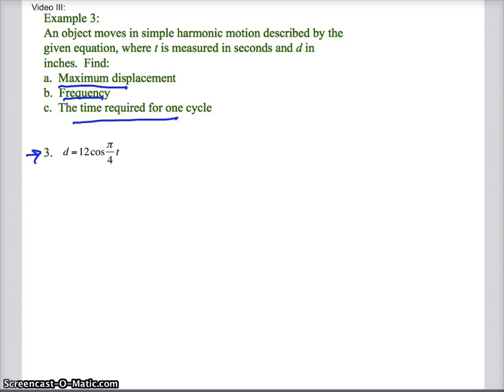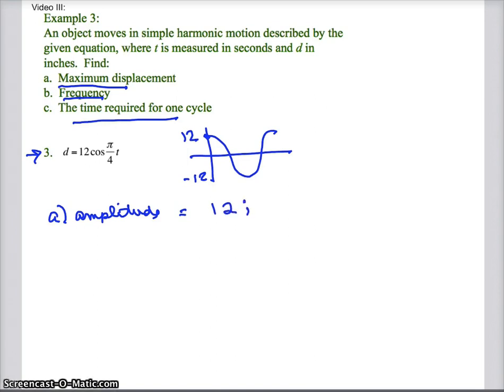All right, recall that maximum displacement is the maximum positive distance from equilibrium or the maximum negative distance from equilibrium. In other words, our maximum displacement is our amplitude. And if we were to sketch this function, we know that it's cosine, so it would have its max at 12 and its min at negative 12, so its maximum displacement is 12 inches. Make sure to name your units.